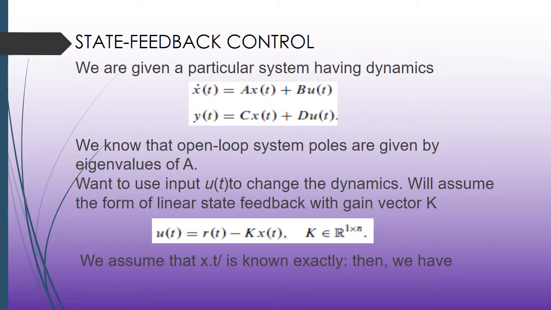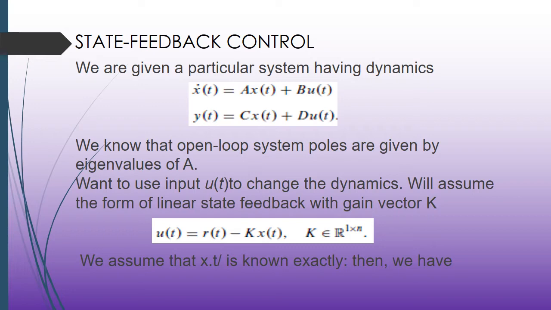So for example, we are given a particular system having dynamics of x dot of t equals Ax of t plus Bu of t, and y of t equals Cx of t plus Du of t. We know that the open loop system poles are given by the eigenvalues of A. We want to use the input u of t to change the dynamics.